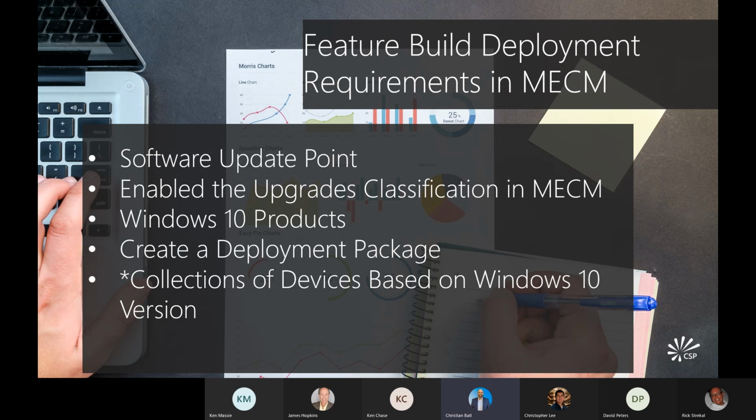So if you've got Microsoft Endpoint Configuration Manager, you have some basic things that you need to have in place in order to manage your feature builds. You don't have to have Intune, but it's recommended that you do. You can leverage desktop analytics to get a lot of information about your environment, which we talked about in the past in this series. But you really just have to have a server that is set up to be your software update point. You've got to have the proper classifications enabled for that software update point.